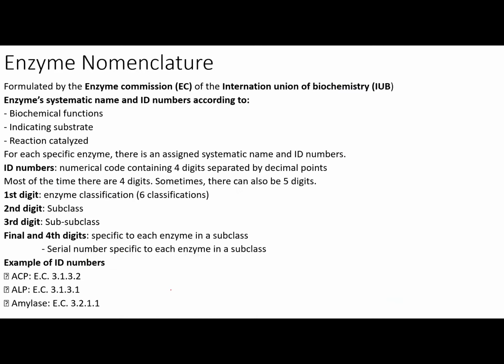Now let's talk about the enzyme nomenclature. When we talk about nomenclature, these are basically how your enzymes are named. Now enzymes class, the naming of enzymes was formulated by the Enzyme Commission, your EC. This was a commission which is part of the International Union of Biochemistry. So IUB class formulated or developed the Enzyme Commission. And Enzyme Commission was the one who was able to name enzymes. Now they named enzymes class based on the following: their biochemical function, their indicating substrate, and their reaction catalyzed.